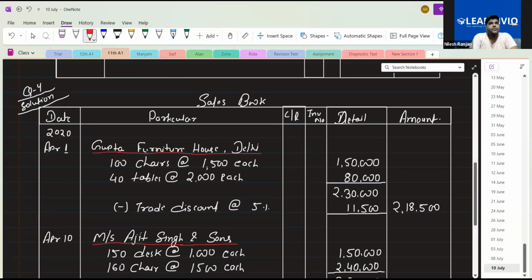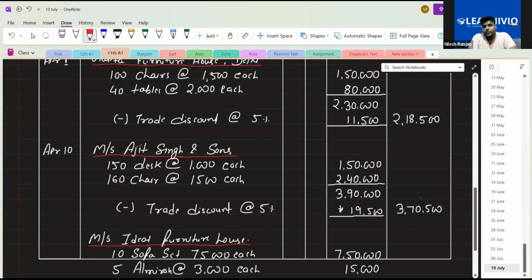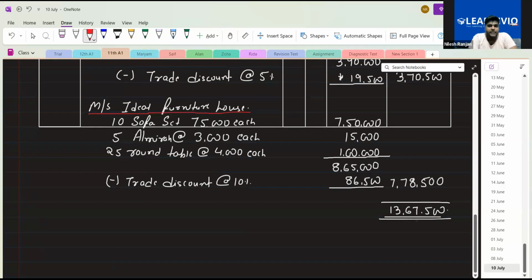Okay. After that, if you have to deduct trade discount, or add freight, GST, anything that you have to add or deduct from the invoice value, then we will adjust it here. In the same manner we have deducted trade discount. After calculating, the final amount will be written in amount column. So if there are 3, 4 transactions, then final amount of each transaction will be added, and at the end we will calculate total of sales.